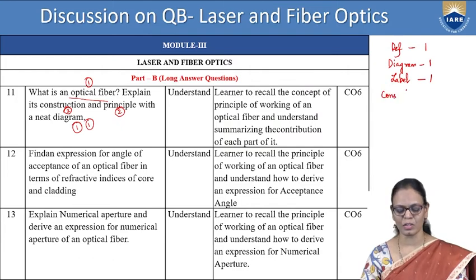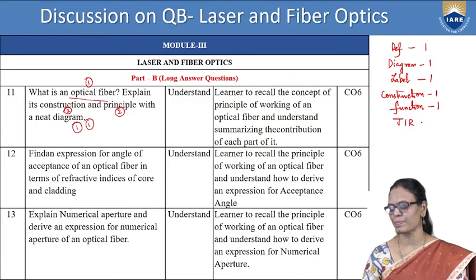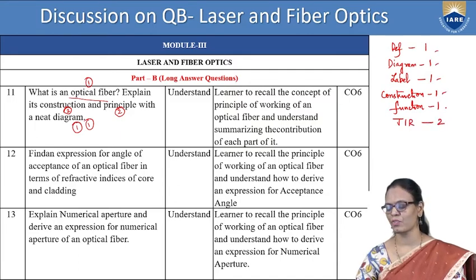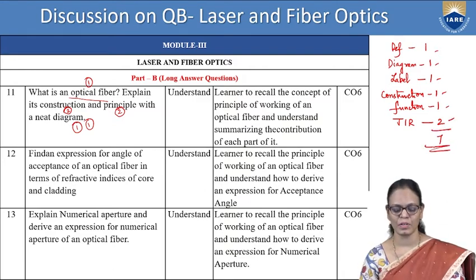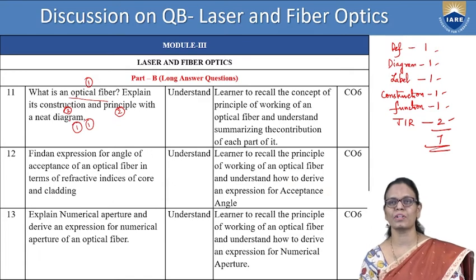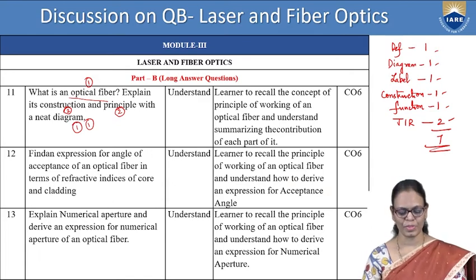Construction along with their functions. Construction maybe 1 mark. The functions of each part, if you are explaining, you will get 1 mark. And then the diagram for total internal reflection and explaining the principle, you will get 2 marks. So 1, 2, 3, 4, 5, 6, 7. This is how the marks will be divided in the marking scheme. So always keep this in mind when you have a question like this.